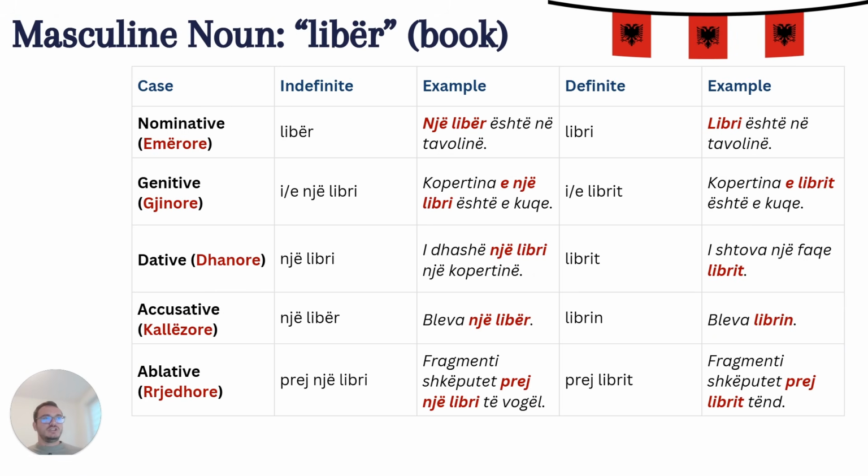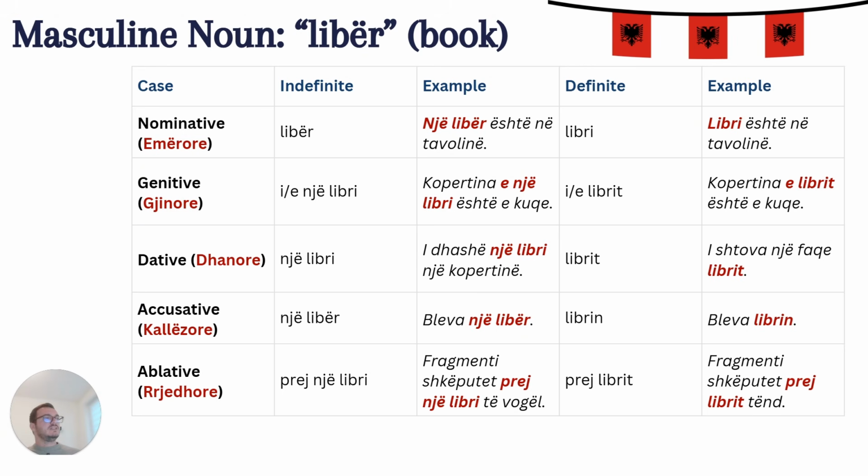An example, libri është në tavolinë, the book is on the table. Në rasën gjinore, in the genitive case, in the indefinite, i një libri or e një libri, of a book. If the possessed object is masculine, we have i një libri. If it's feminine, e një libri. For example, kopertina e një libri është e kuqe. The cover of a book is red.